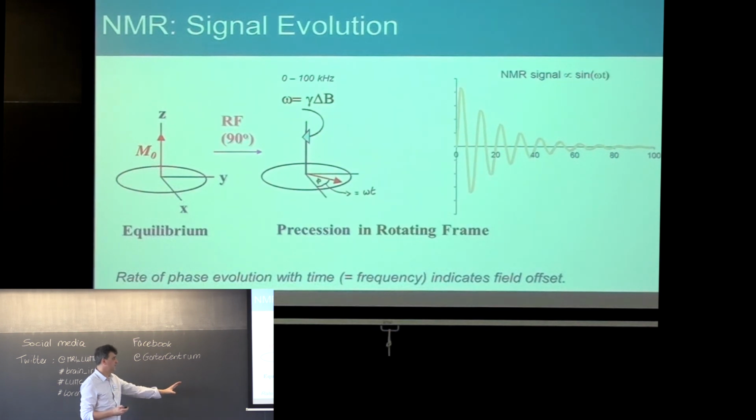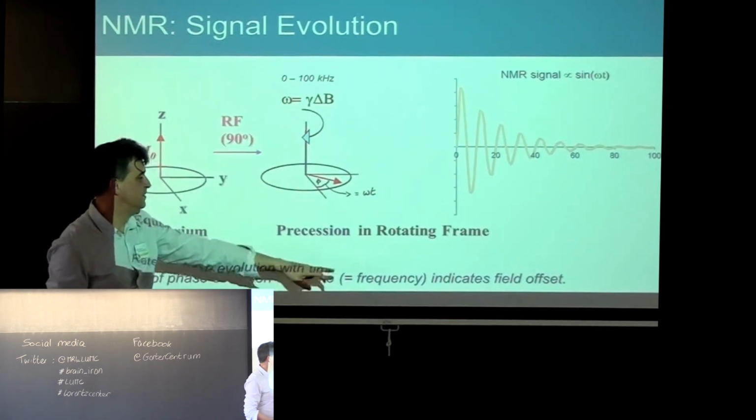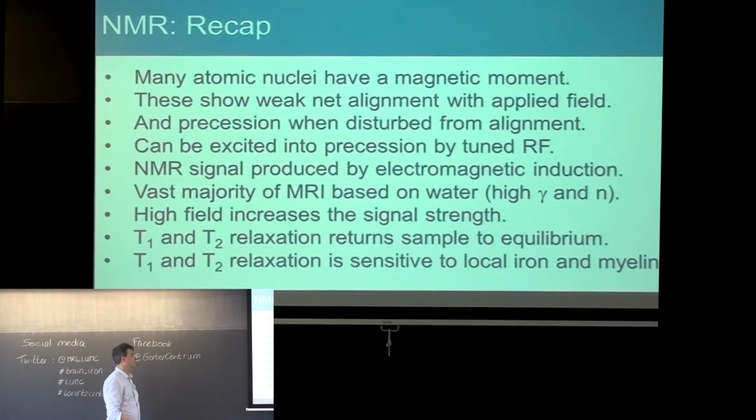So the rate of phase evolution with time, which is this, tells us about the field offset. And that's important if you want to use information about frequency offsets to tell us about field effects.